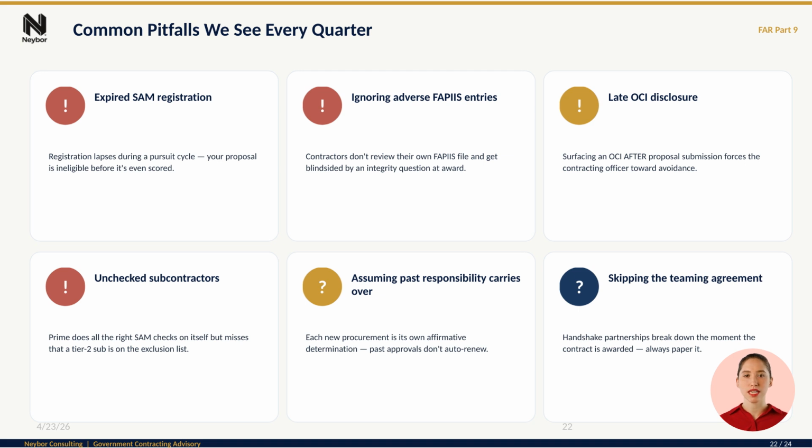Fifth, assuming past responsibility carries over. Every new procurement is its own affirmative determination. A CO doesn't get to rely on the determination made by a peer on a different contract. Sixth, skipping the teaming agreement. Handshake partnerships break the moment the award is announced and the economics become real. Always paper the arrangement before proposal submission.